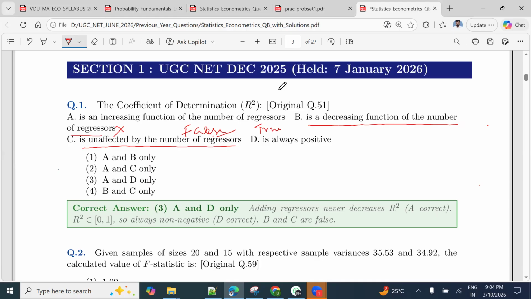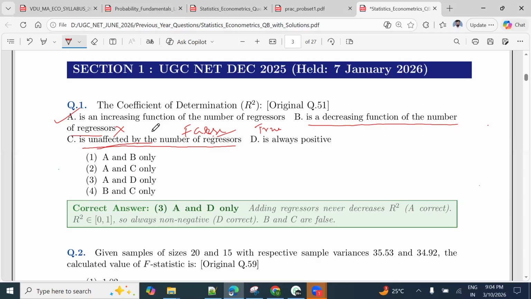That's why in the answer it is also mentioned that adding a regressor never decreases R square. It may increase or it may stay constant. There is a high chance that it will increase, and also a possible chance that it stays constant, if the regressor is independent, meaning Y and X1 are independent. In that condition, the regressor is not affecting R square.